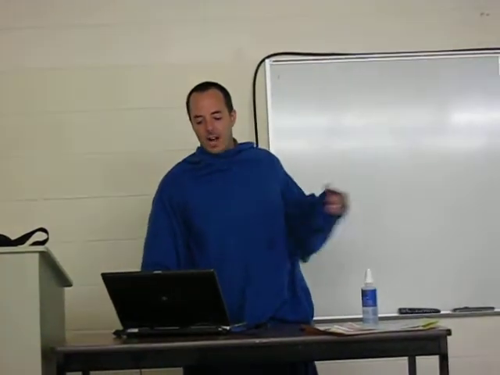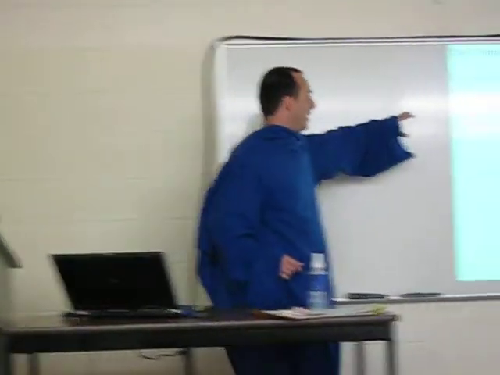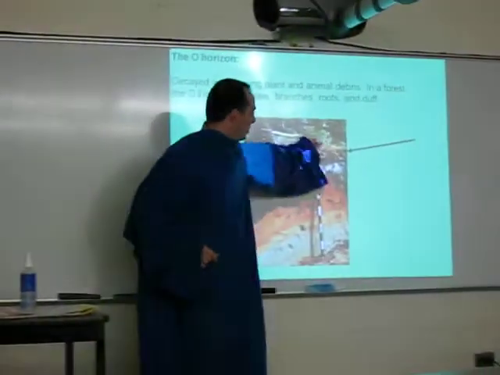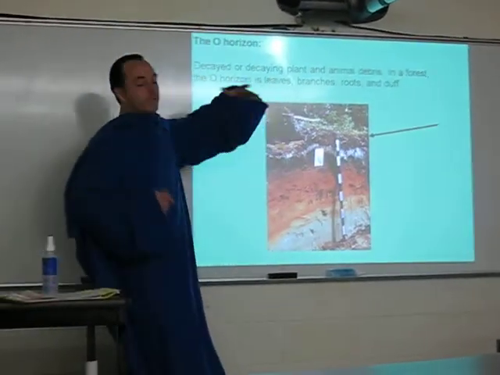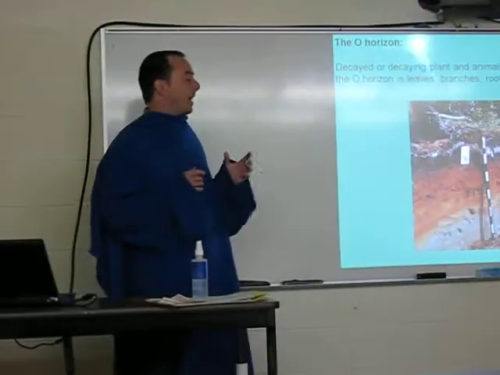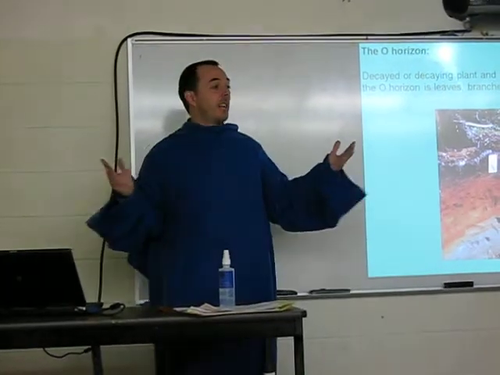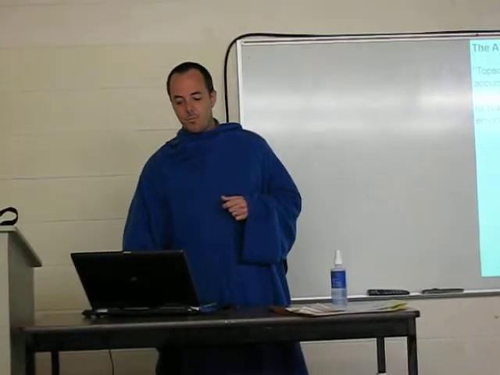So remember, the O horizon is that decayed layer of plant and animal debris at the surface, especially in poor soil. Sometimes it can be very thick. Other times it can be just a very thin layer. Sometimes it's not there at all, depending on the type of environment that you're in.